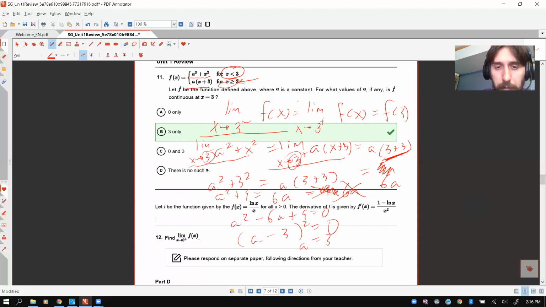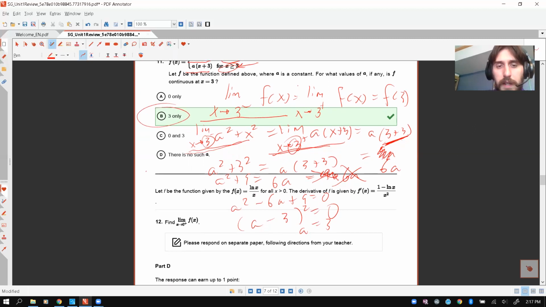So anywho, if you check the limit from the left and the limit from the right, when you directly substitute 3 in for x, you'll get a squared plus 3 squared on the left, a times 3 plus 3 on the right, which gives us a squared plus 9 equals 6a. Subtract 6a from both sides. It's a quadratic, which factors into a minus 3 squared, which is 0 when a equals 3. So the answer is 3 only. Sorry about any confusion there. I bled over into the next problem here.